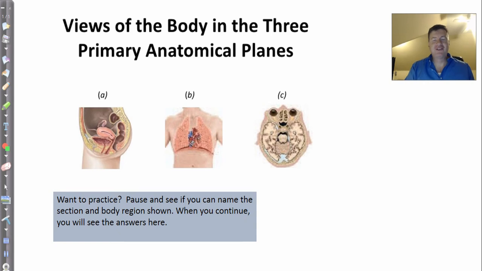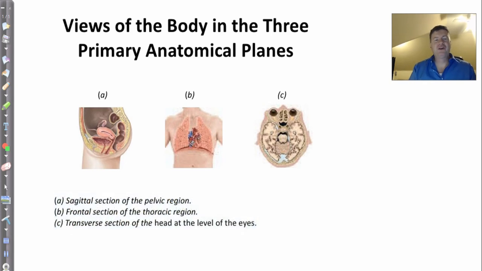And we're back. So, did you recognize that is a sagittal or mid-sagittal? It's kind of hard to tell if it's down the middle or not. That's a mid-sagittal plane of a female pelvis. Here is going to be a frontal plane. We kind of took off the very front layer of the thoracic region or the chest region. And then here we have the transverse plane of the head at the level of the eyes.